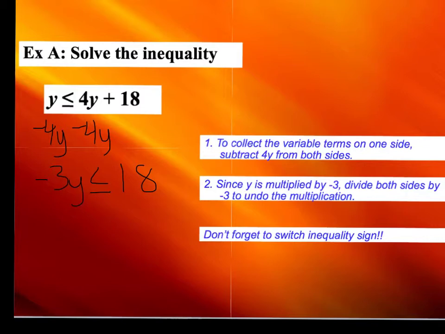And then I'm going to divide both sides by negative 3. Negative 3's cancel, or excuse me, they reduce to 1. And then we get y. And notice how I put here, don't forget to switch the inequality symbol because we're dividing by a negative number. So we get y greater than or equal to negative 6.